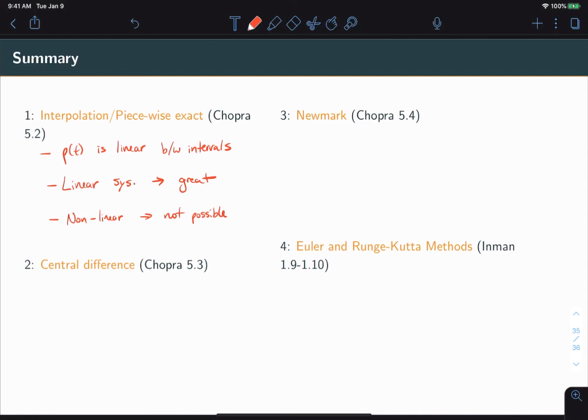Central difference was the second method we covered. Now, we did not simulate this method, and I do not recommend you spend a lot of time trying to understand it. Although it is a popular method, it is important to understand its context. It does not provide significant advantages over Newmark or the Runge-Kutta method. So we'll keep it in the back of our minds.